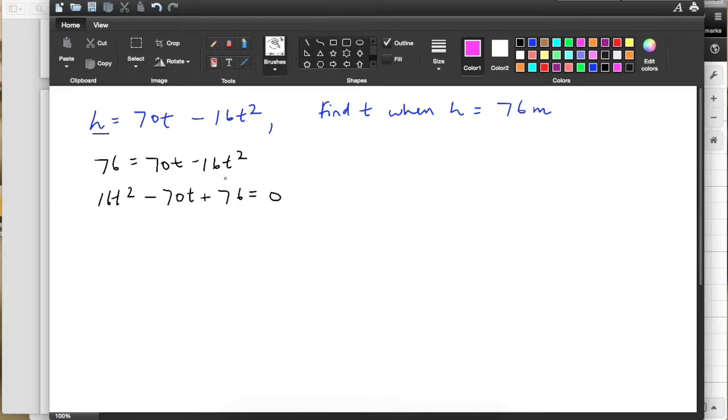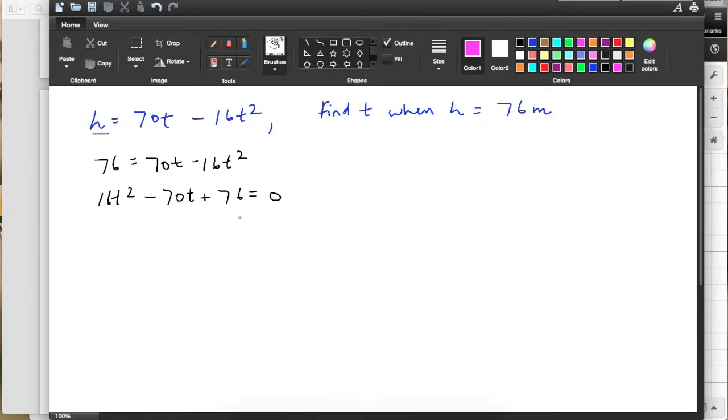But what I did here was just take the 16t squared from the right hand to the left hand side by adding 16t squared to both sides. And then same with the 70t, I subtracted 70t from both sides, which gave us all of the terms in the quadratic over on the left hand side, and we're left with a result of 0 on the right hand side. Now this is in a nice form that we can use for a quadratic equation.